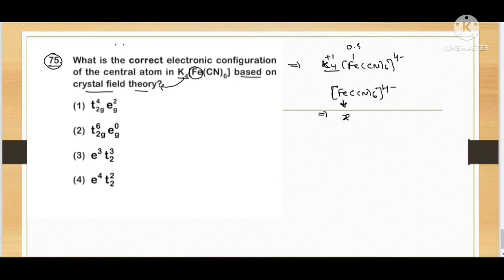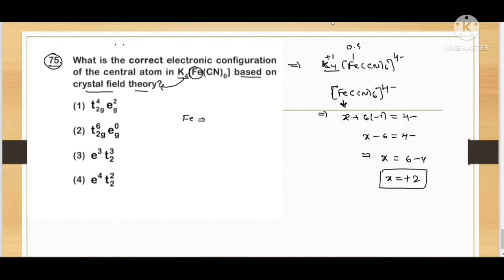Consider it as x + 6 times the charge of CN, which is minus 1, equal to minus 4. Here x - 6 = -4. Then x = 6 - 4. x = +2. Here we find out that the oxidation state of the central metal atom, that is ferrous, is plus 2.